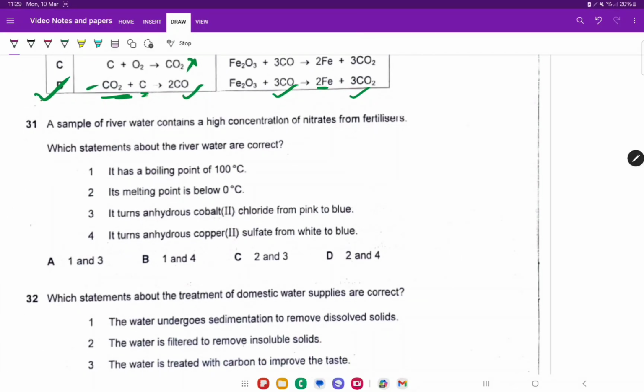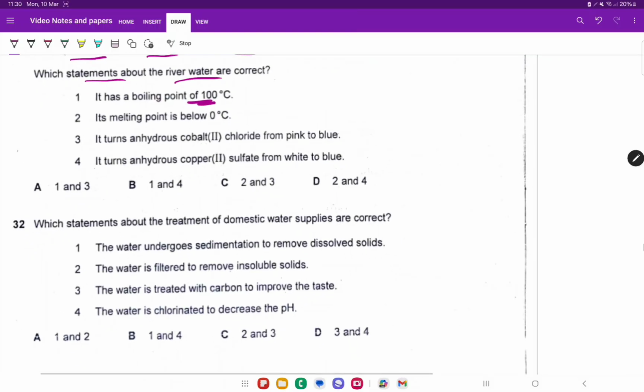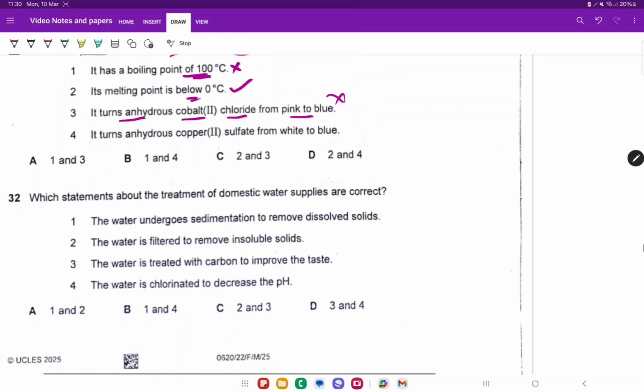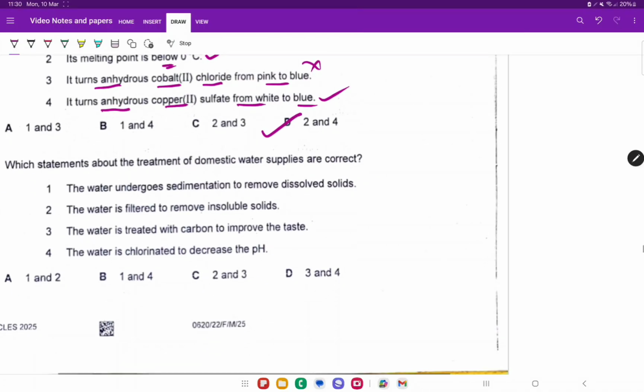Question 31. A sample of river water contains a high concentration of nitrates from fertilizers. Which statement about the river water is correct? Its boiling point is 100 degrees Celsius. Now we are saying it contains impurities or nitrates, and impurities affect the boiling point. Its boiling point cannot be 100 degrees Celsius. Melting point is below 0 degrees. Yes, with impurities its melting point should decrease. So we are looking for correct options. Second can be correct. It turns anhydrous cobalt chloride from pink to blue. No, from blue to pink. It turns anhydrous copper sulfate from white to blue. Yes, correct. That means we can say 2 and 4 are correct. Answer is option D, 2 and 4 correct.